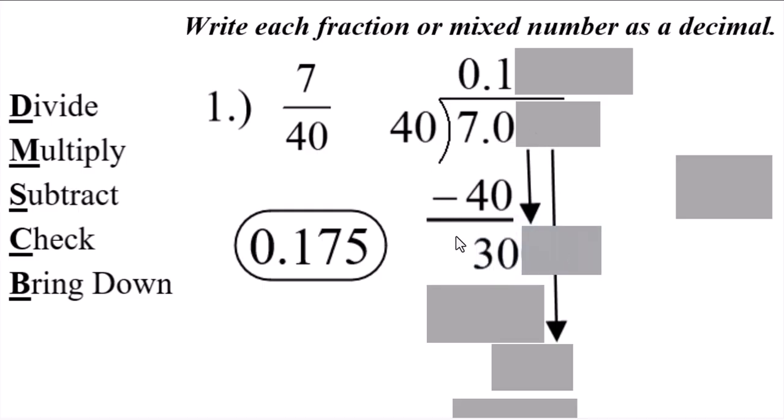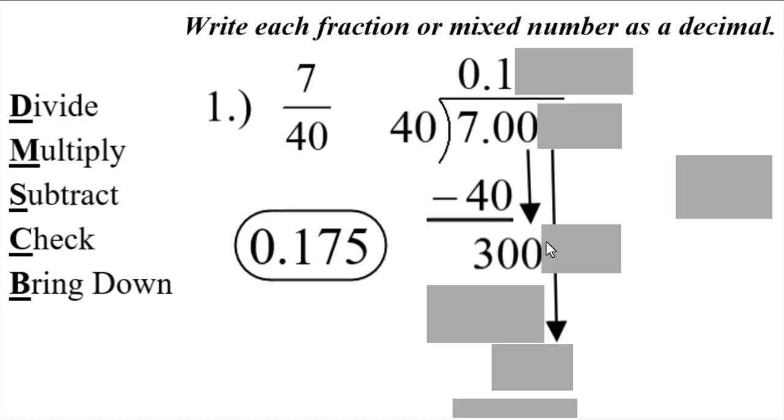And then I check. I make sure that the number that I got from subtracting is smaller than what I was dividing by. Because if I subtracted and got something like 40 or 50 or 60, then that means I didn't go high enough up here when I divided. Since 30 is less than 40, I bring down a 0 and I repeat the entire process.